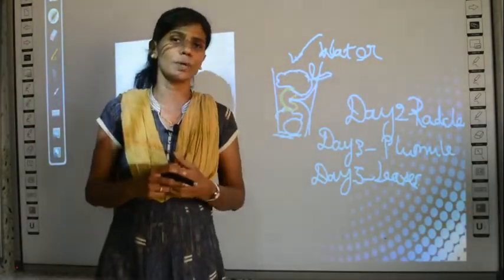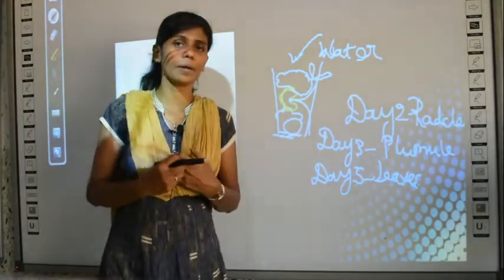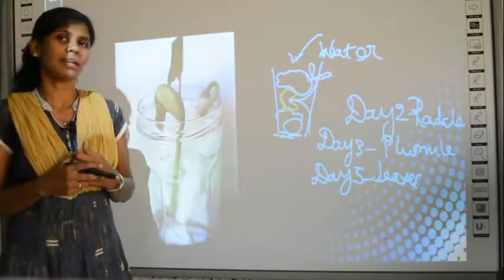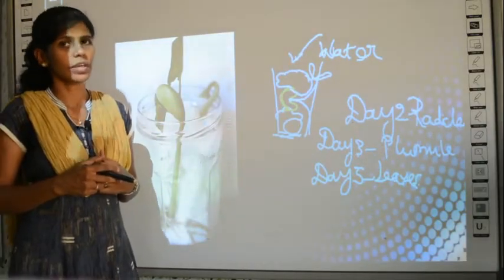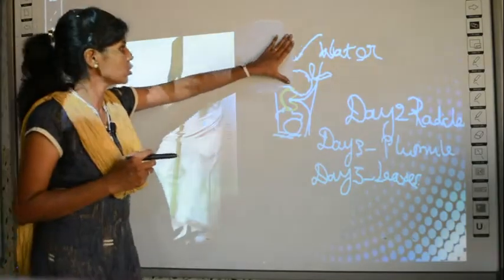So this is going to be your activity. You can use either mustard or green gram or chickpea, any of these grams or pulses. Take a picture and send it to me. This will be the activity for germination.